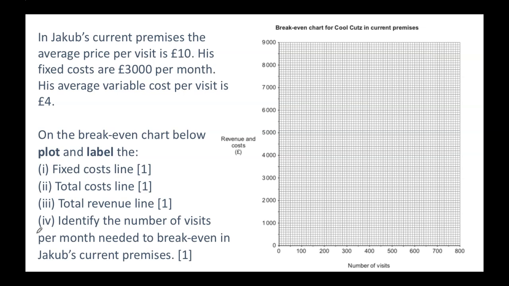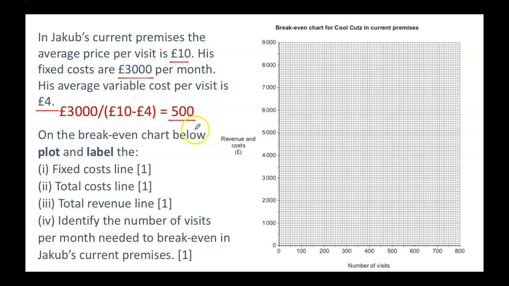So it's a past paper question about Jacob, and he provides haircuts. So you've got lots of data here. The price is £10, fixed costs £3,000, and average variable cost is £4. First thing you do with this, even if it's asking you to do a graph, just put the numbers into the equation, work out the break-even. So we know the break-even output is 500 units.